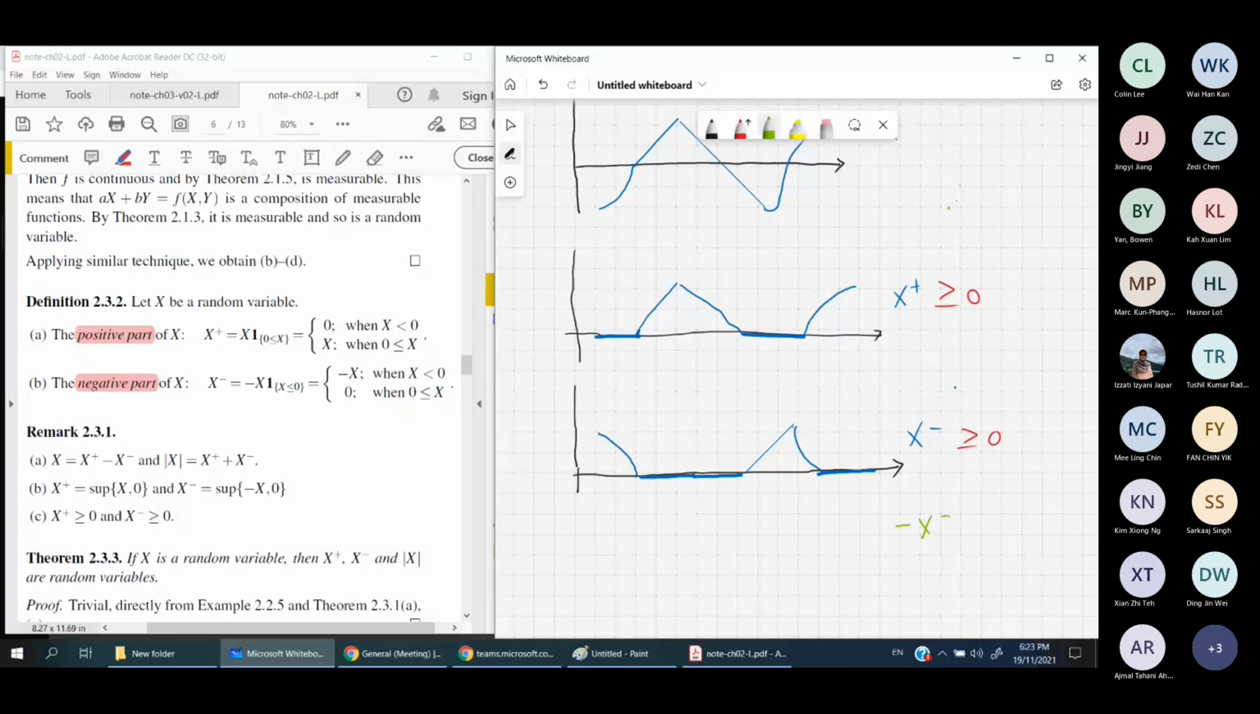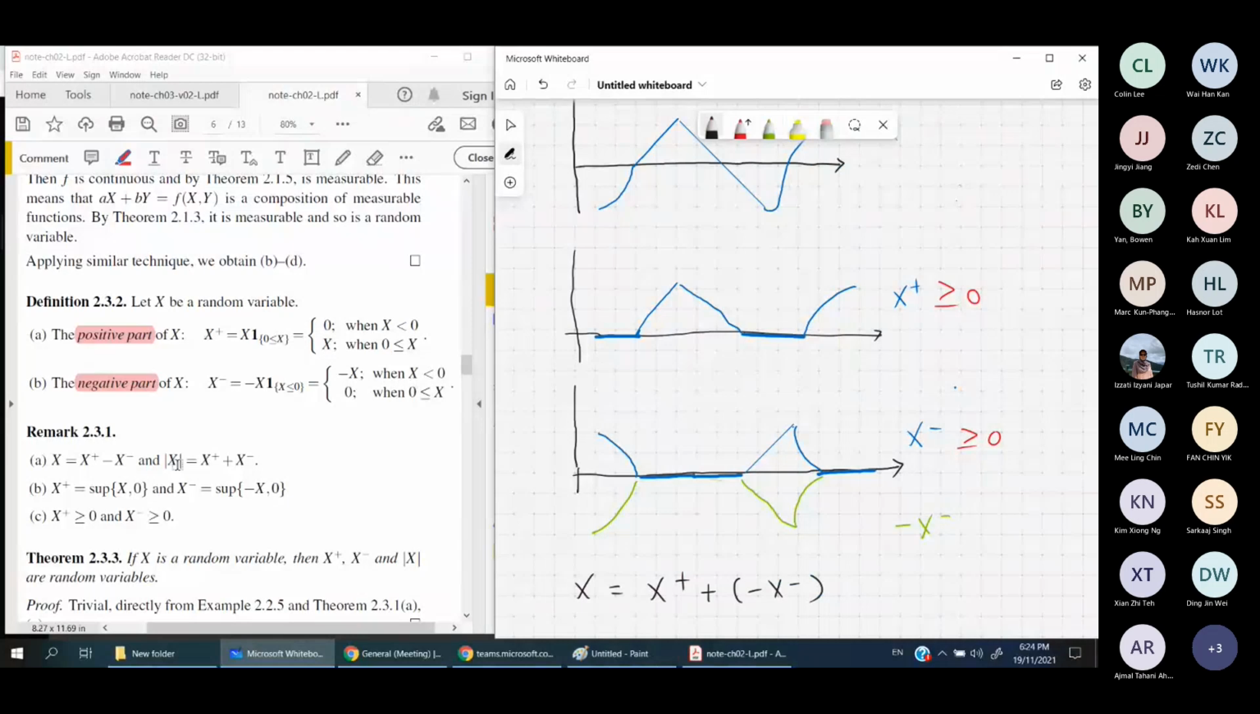this will be level, no change, since minus of zero is zero. However, the positive one will go down here, and this one will go down. If you combine this green portion and this, it turns out to go back to our x. So from this graph, you can see this conclusion: x always equals x plus minus x minus.